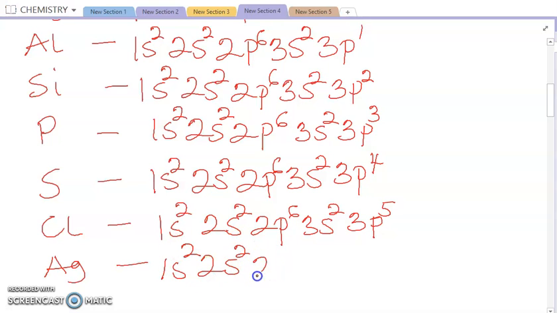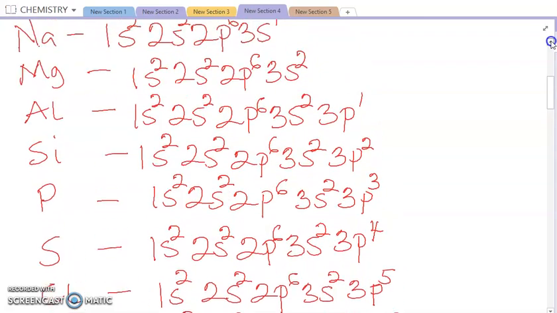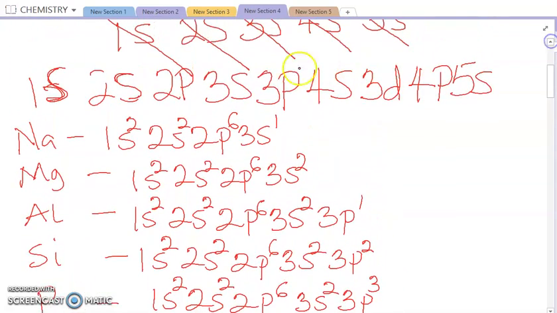2s2, 2p6, 3s2, 3p6. By the time we fill the sixth electron into the p orbital, then p is filled. Now, from what we did above, it shows that immediately we fill the p orbital, the next orbital we are filling is 4s. The moment we fill 3p, the next orbital we're filling is 4s.